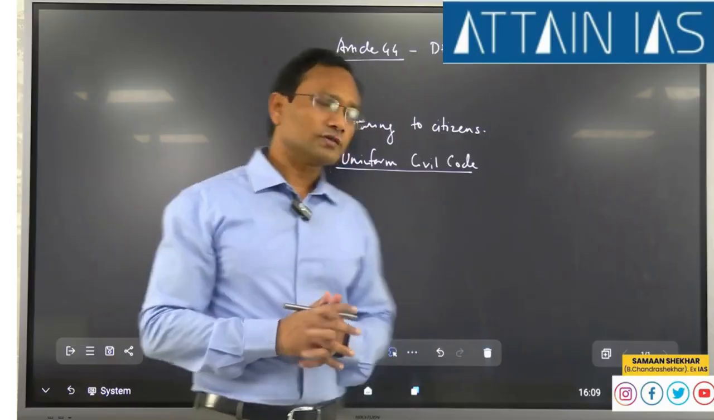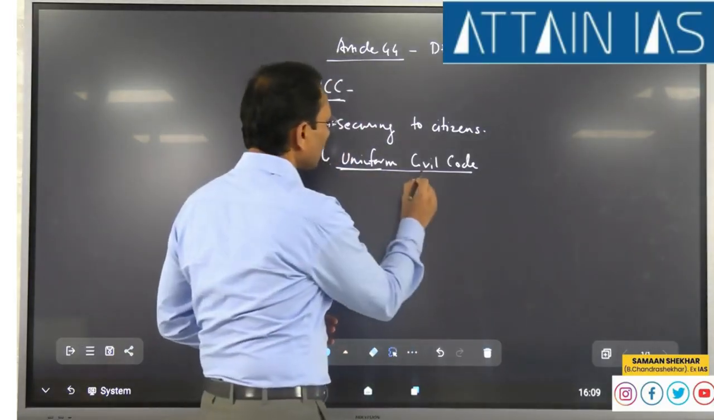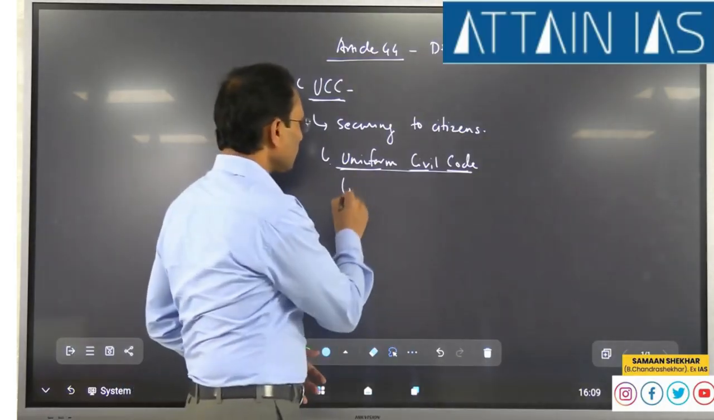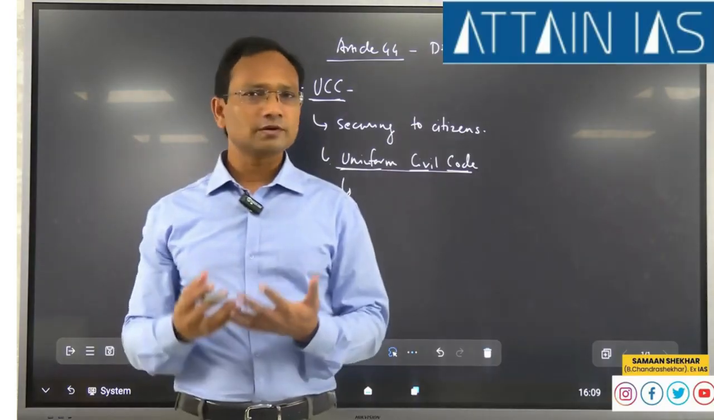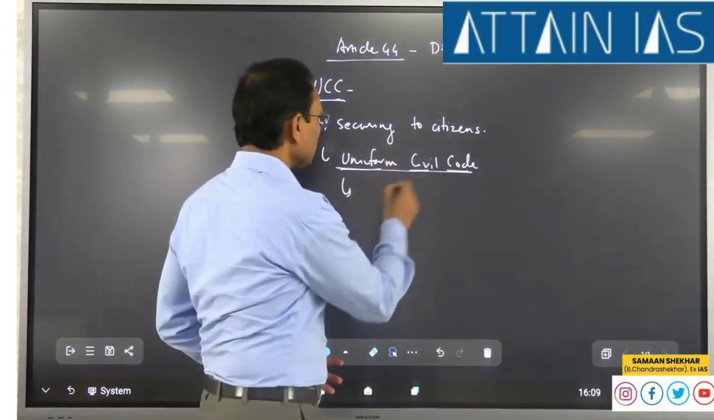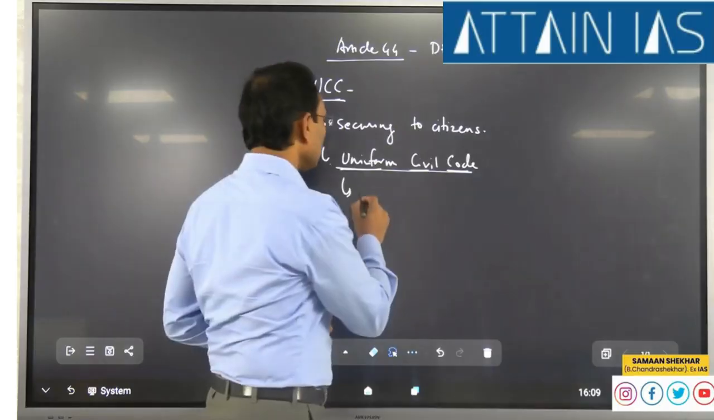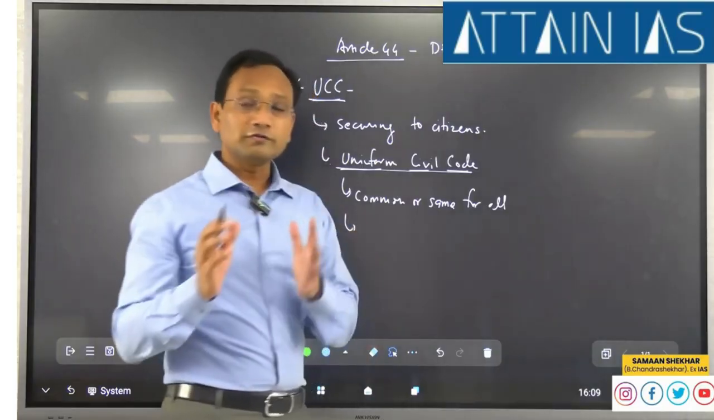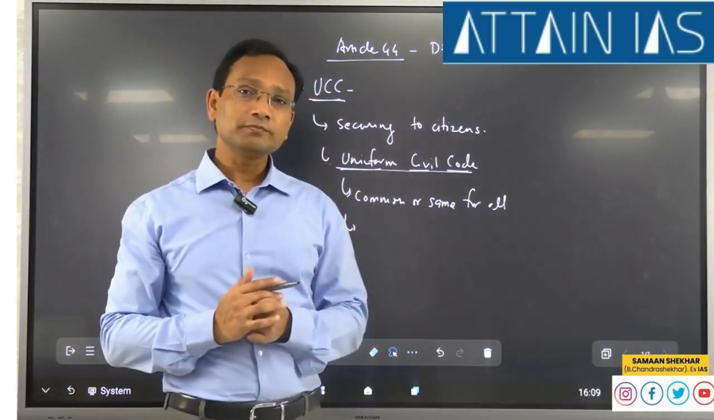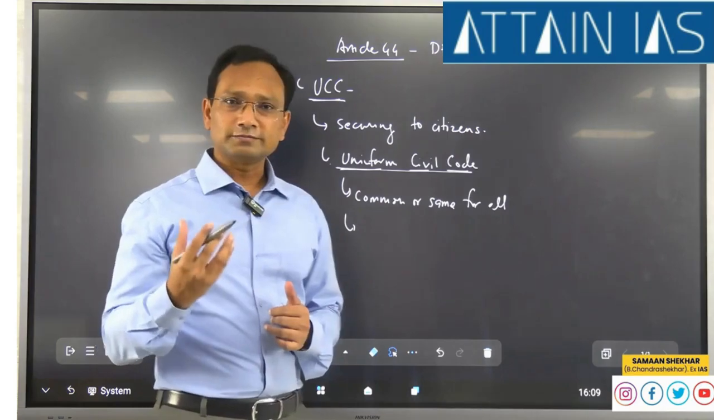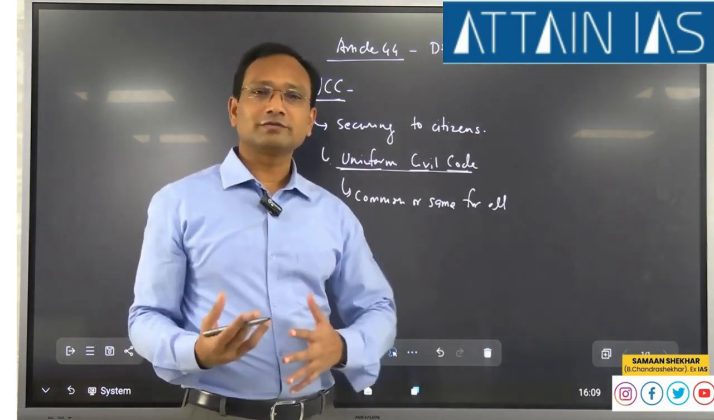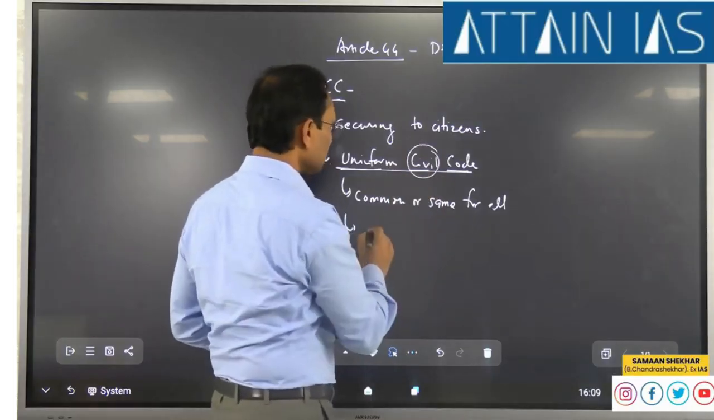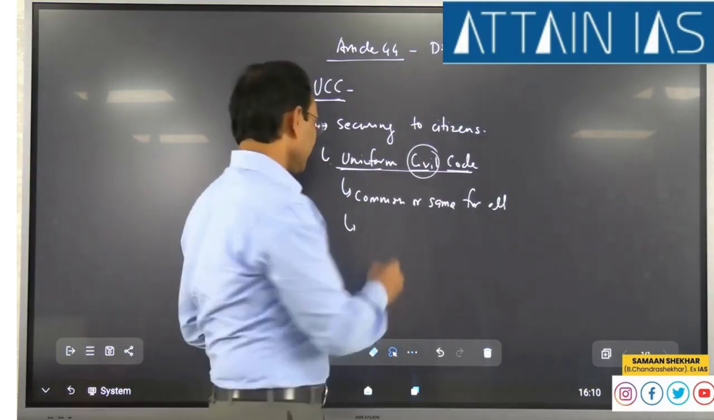But before we do that, let us understand what is uniform and what is civil and what is this code, right? So the word uniform is very simple to understand because it means that something is common and same for all, right? So it is uniform to all. Now, let's talk about the word civil. Now, this word civil is not really defined in a positive sense, but it is generally defined in a negative sense, meaning that civil is something that's not criminal, right?